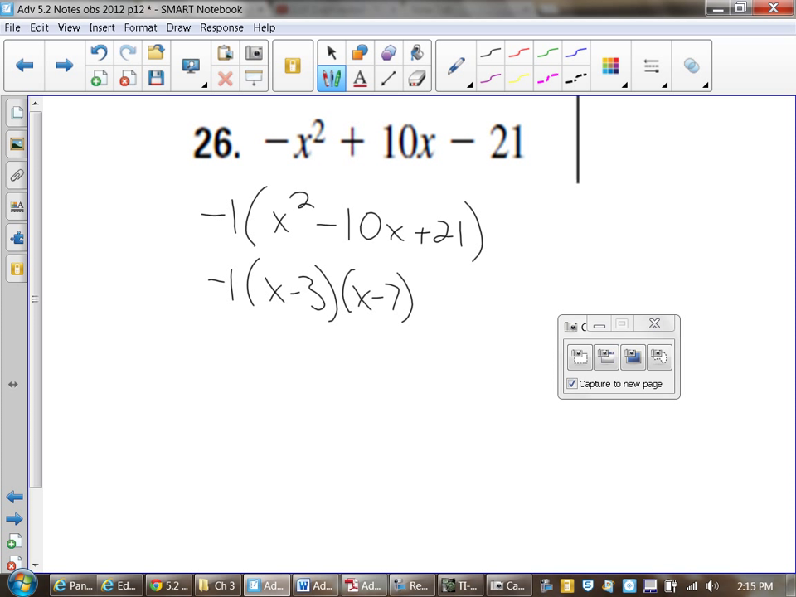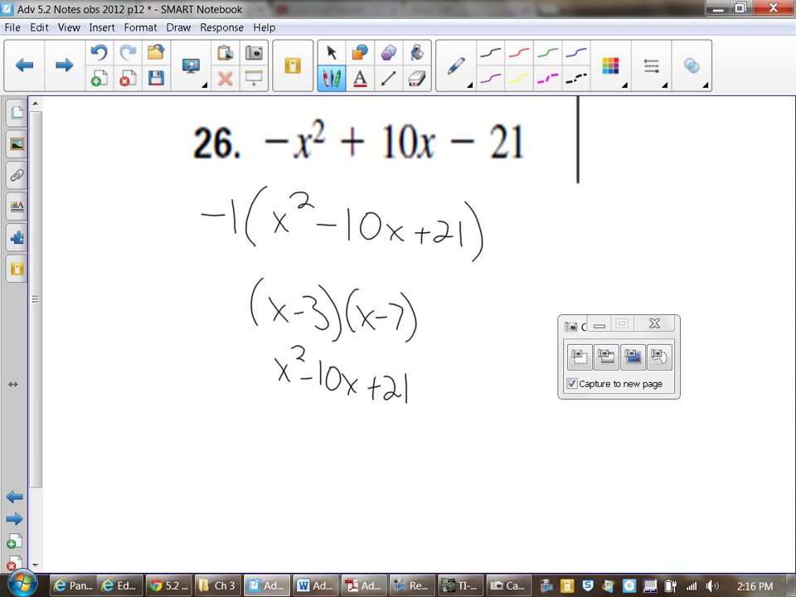Why do you have to bring the negative with it if you already flipped the sign? Because what I'm doing here is that this problem was just factored. So if I factor this -1 out, I have to remain that in the answer. Because if I get rid of this, then if I FOIL this, I get x squared minus 10x plus 21, which is not that.